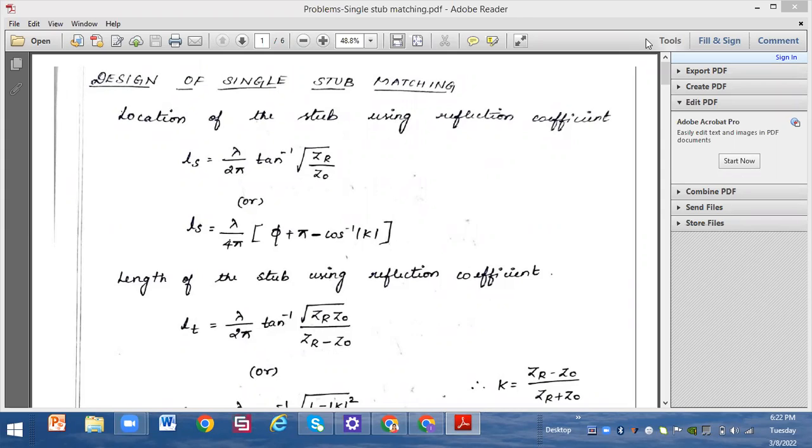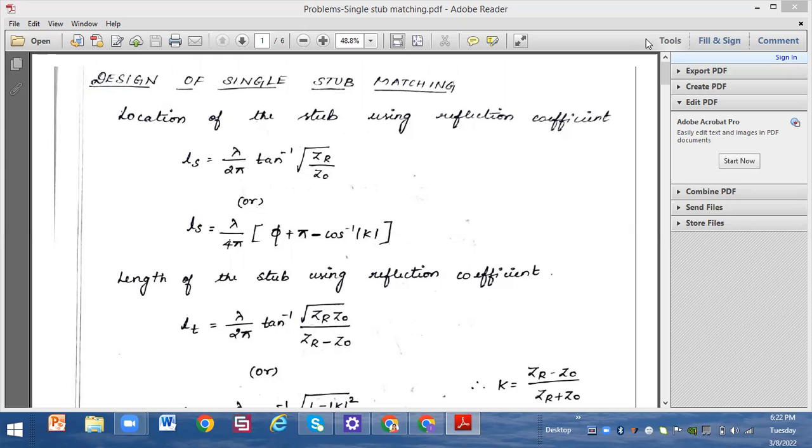We have seen that a section of transmission line can transform and match impedances. It is also possible to connect a section of either open-circuited line or short-circuited line. It is called a stub. This stub is connected in shunt with the main line at some point or points to affect impedance matching. This is called stub matching.